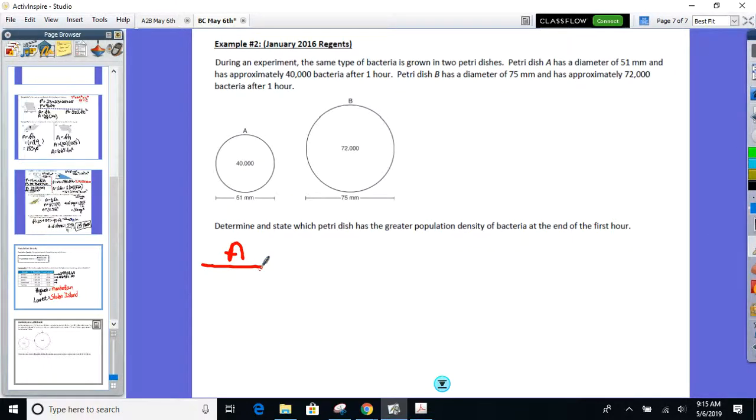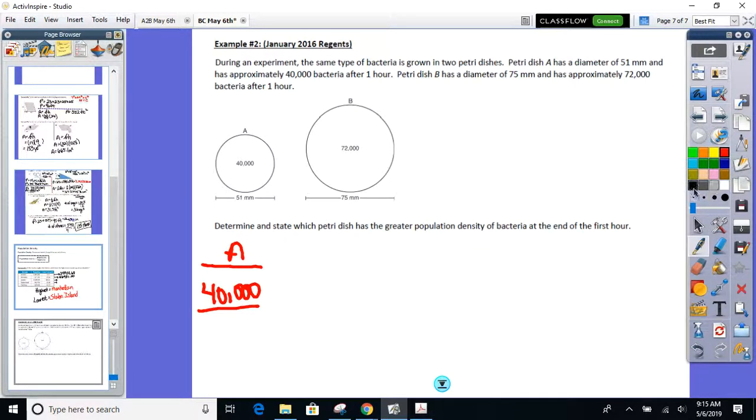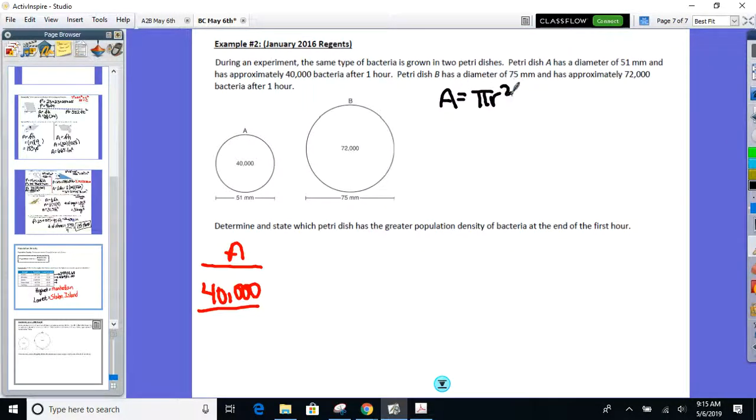Formula says population, so what's the number of bacteria in Petri dish A? 40,000. And now I need to divide that by the area, which is not given. But we had a formula at the beginning of class, area of a circle, pi r squared. So off to the side, I'm going to have to find the area of Petri dish A and B when I get to it. What's the 51 there? That's my diameter. I got to cut it in half, so the radius will end up being 25.5 squared.